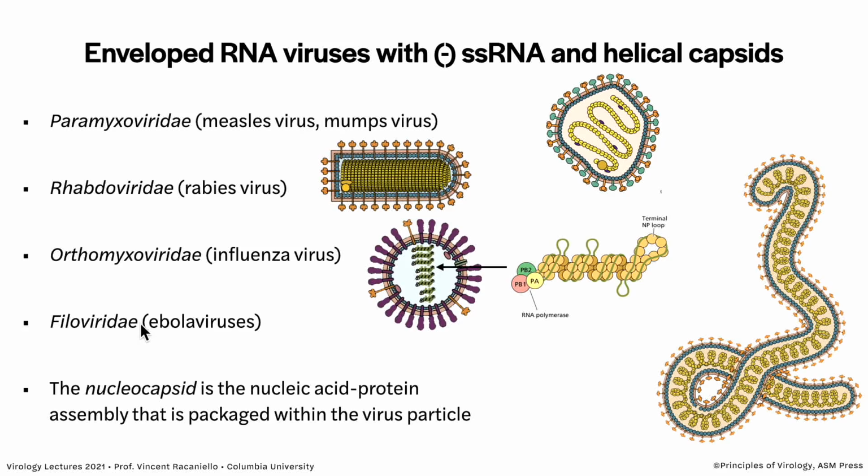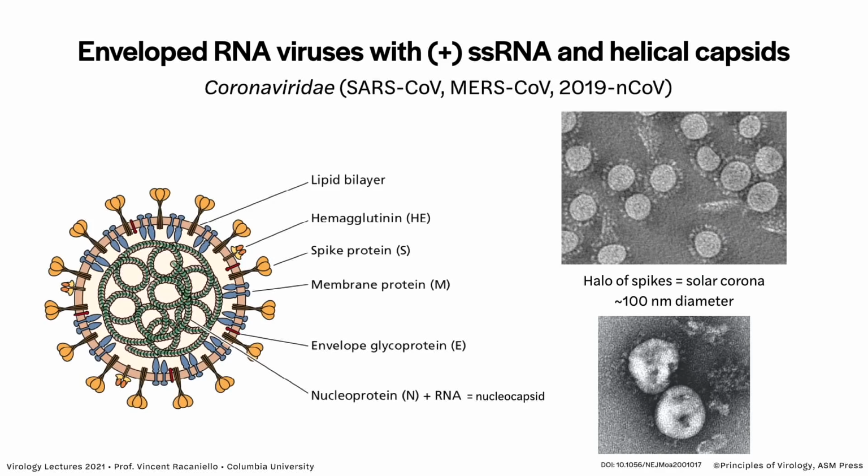And then the filoviruses like Ebola viruses, again, they are negative RNA bound to a nucleocapsid protein. In this case, they're very long, and the particle is filamentous. But it is a nucleocapsid because it's within an envelope as a substructure. So the nucleocapsid is the nucleic acid protein assembly that's packaged within the virus particle. Now, someone asked, are there chaperones involved? Yes, we will talk about those when we talk about virus particle assembly.